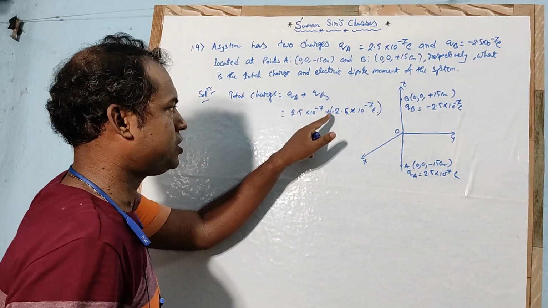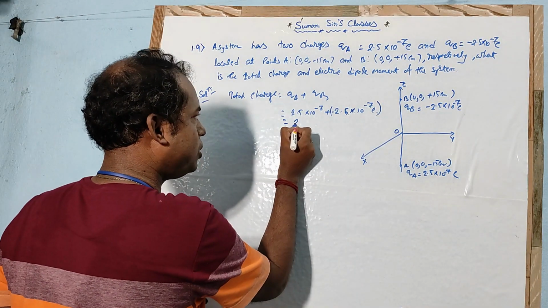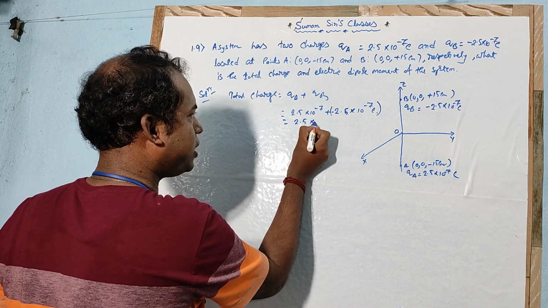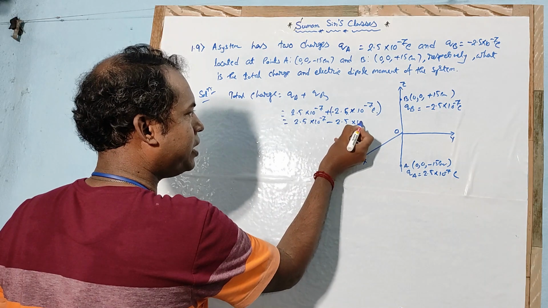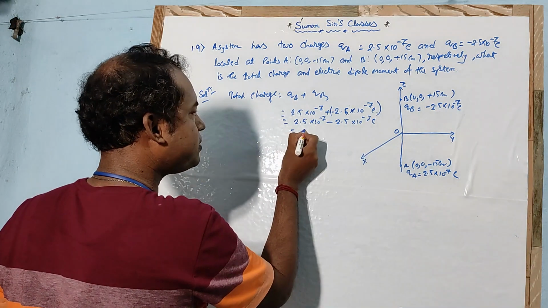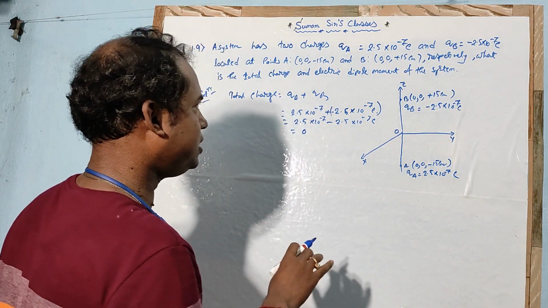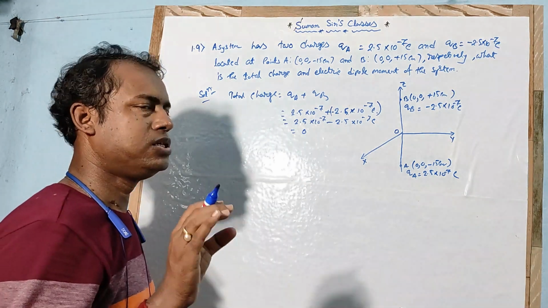So this one is positive, this one is negative. That means 2.5 × 10 to the power minus 7 minus 2.5 × 10 to the power minus 7 coulomb. Okay. So this value is 0. So the total charge in this case, Q, equals 0.